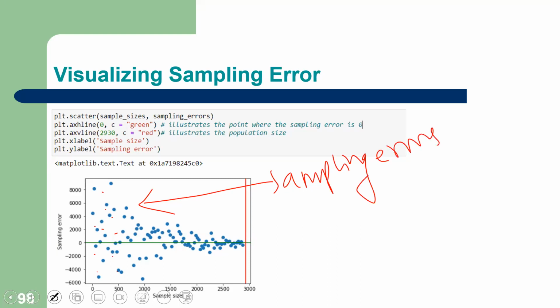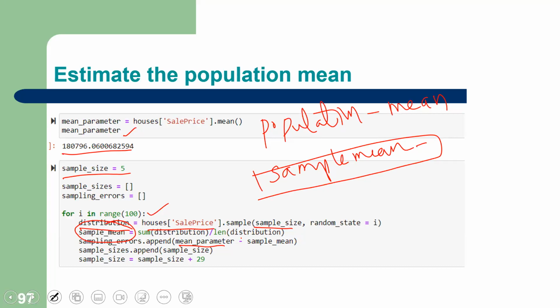These are your sampling errors, and this horizontal line, the green one, is your population mean, that is the center actually. All these sampling errors, when we increase the number of samples, are going towards this. Earlier, if we go back, the sampling errors dot append, the mean parameter minus the sample size. And what is happening here, the sample size is going to change now.